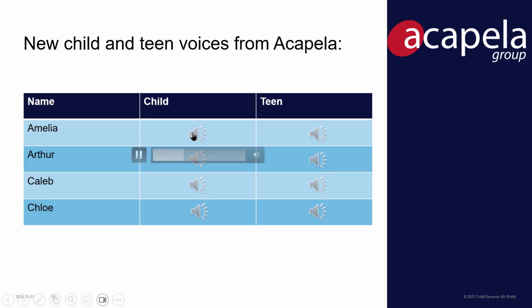This is Amelia, the high-quality child voice from Acapela. This is Amelia Teen, the high-quality teenage voice from Acapela. This is Arthur, the high-quality children voice from Acapela. This is Arthur Teen, the high-quality teenage voice from Acapela. This is Caleb, the high-quality children voice from Acapela. This is Caleb Teen, the high-quality teenage voice from Acapela. This is Chloe, the high-quality children voice from Acapela. This is Chloe Teen, the high-quality teenage voice from Acapela.